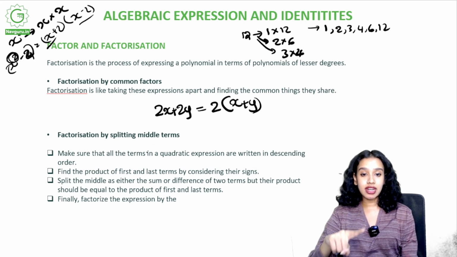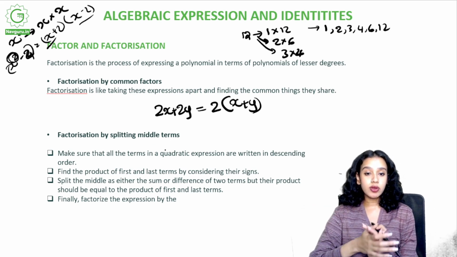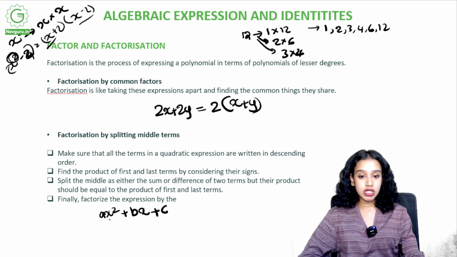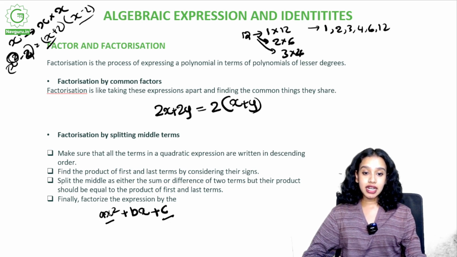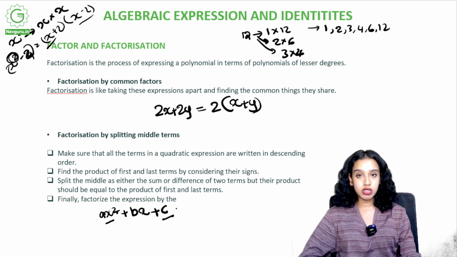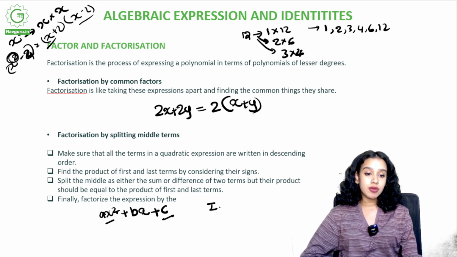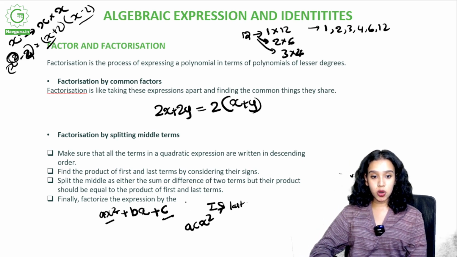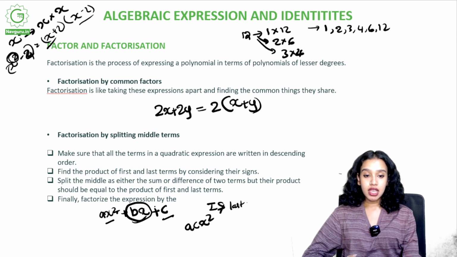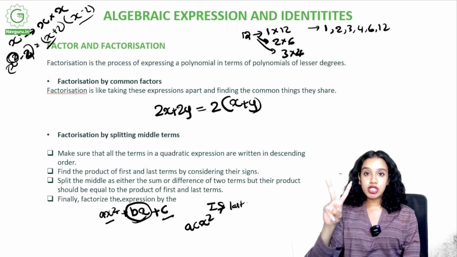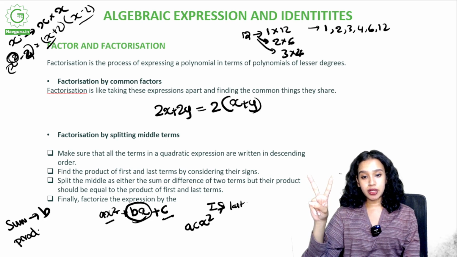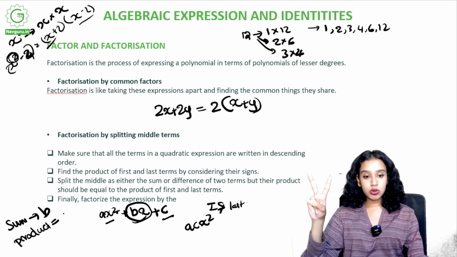Now, there is a method of factorization by splitting the middle term. So, what do we do in splitting the middle term? If we have an equation ax square plus bx plus c, right? In this factorization, first we write it in descending order, where x square is first, then comes x, and then the constant, right? And then we find the product of the first term and the last term, right? Now we'll get acx square. Now we have to split the middle term as two terms, right? How do we split it? The sum of them should be b and the product should be equal to ac.